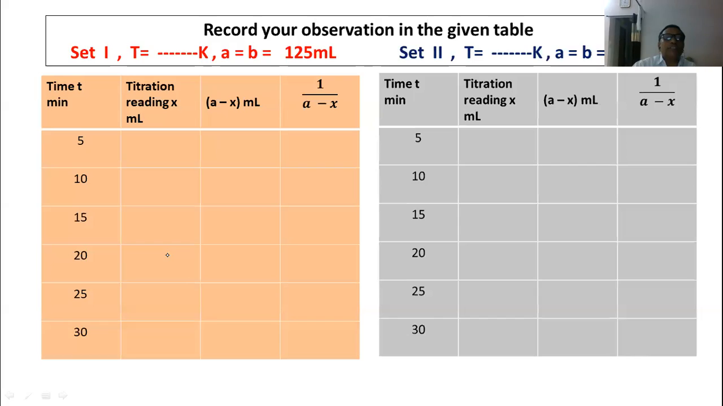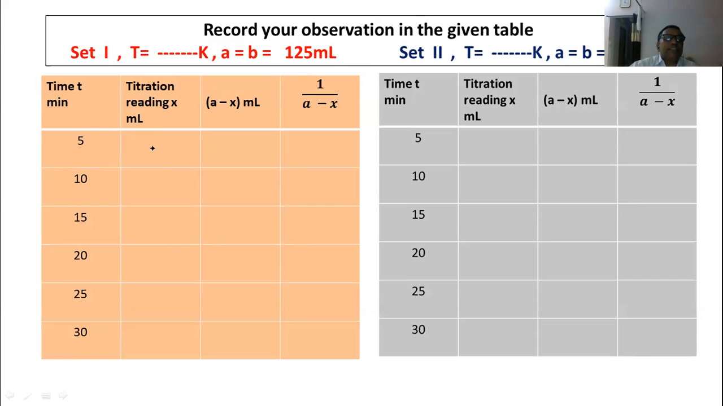So let us see the observation table here. We can record the observations in the given table. Set 1: a equals b equals 125 ml. That is the initial concentration of the reactant. Time is in minutes. After an interval of 5 minutes, we have to take the reading here.